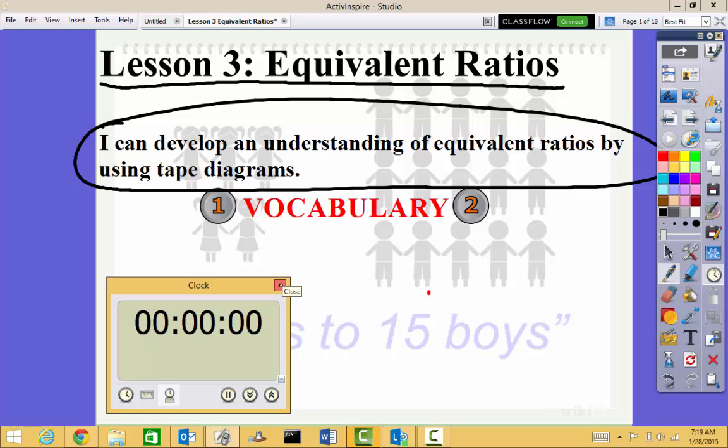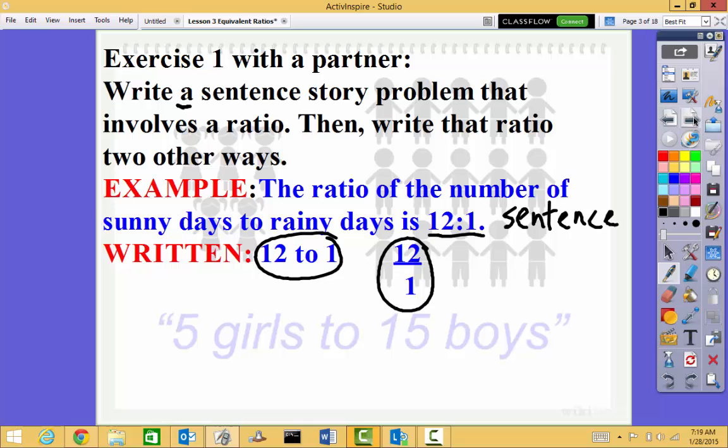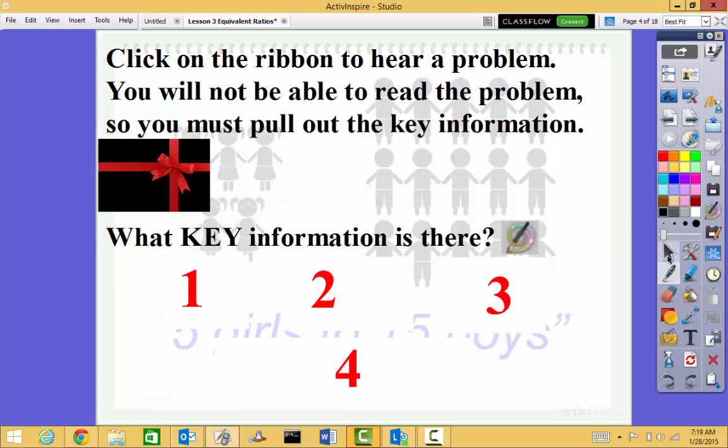Alright, so now we're going to start today's lesson. We did a review of that ratio writing, so now we're going on to something different. Okay, you're going to hear a story problem. You're not going to be able to read the problem. So what I want you to do is think of what's the key information in this story. You're going to listen to it twice.